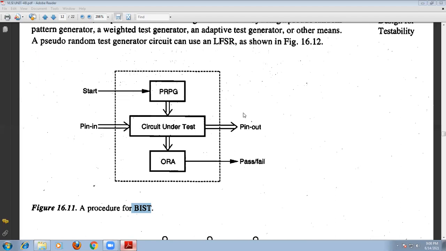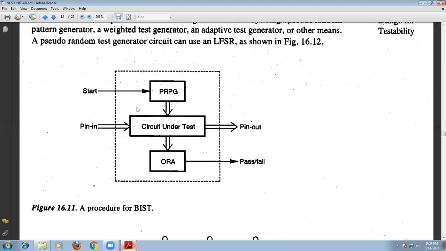The main important modules required in the built-in self-test are, first, the PRPG, that is the pseudo random pattern generator, and another one called the output response analyzer, or ORA. These are the most important parts of this circuit, and this is the circuit under test.